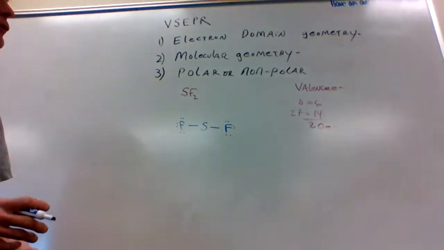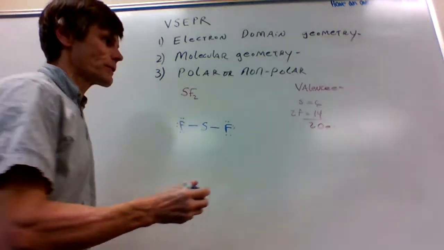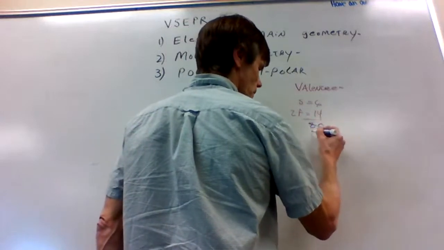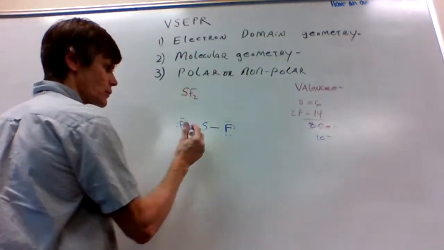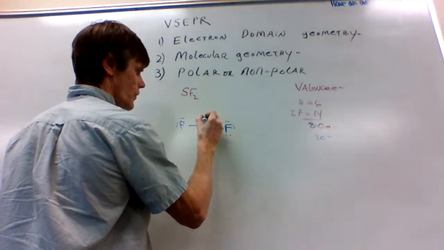And we would see that we've used up 16 electrons, and we have 4 electrons remaining. And those 4 electrons we would place on our central sulfur atom.